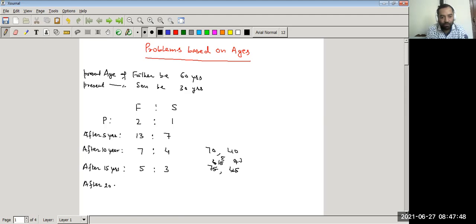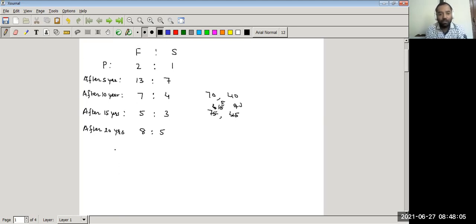After 20 years, the ratio of their ages will be: father's age is 80, son's age is 50, so it becomes 8:5, right? So you can find after 25 years, after 30 years.